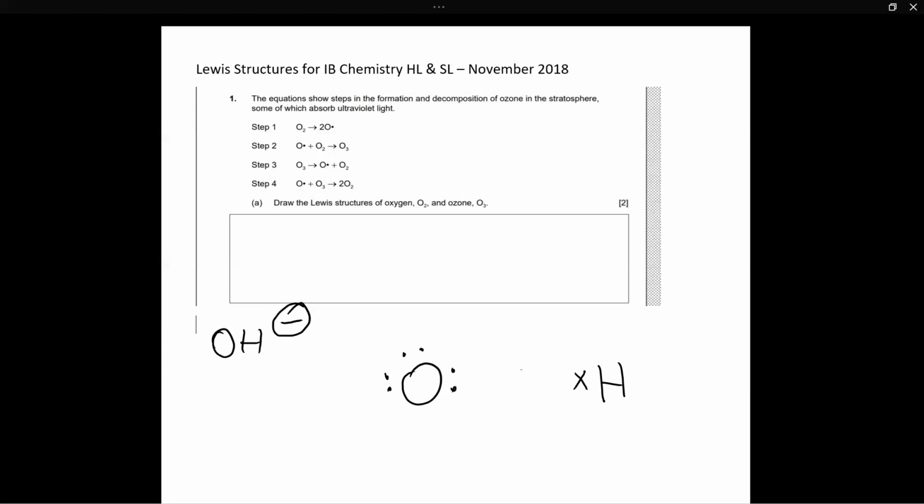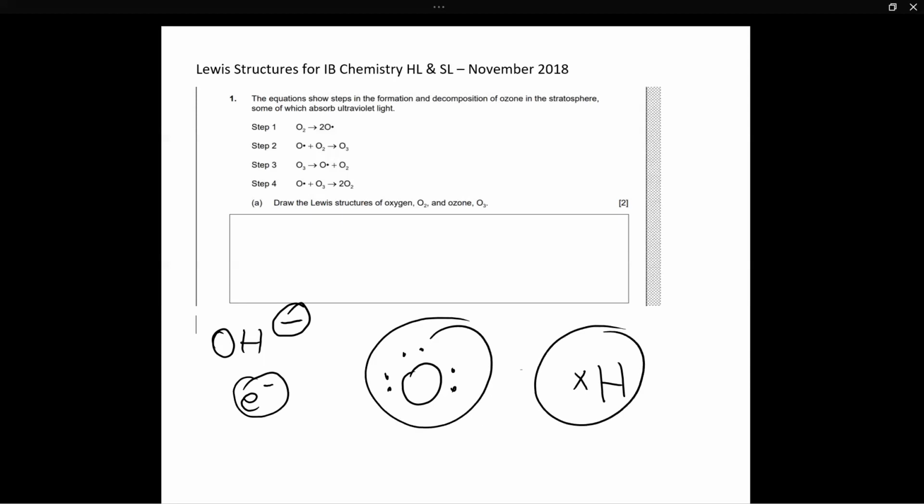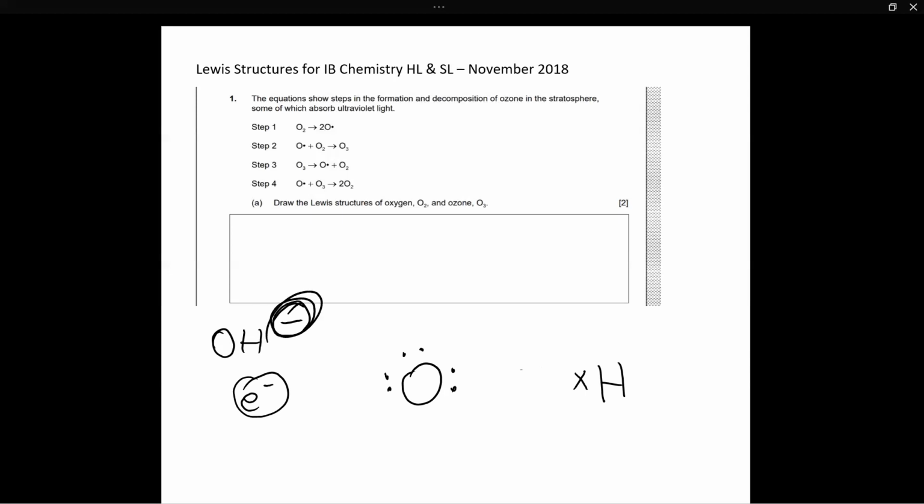Now this minus sign indicates that there is an extra electron. There is one extra electron just around this compound, right? So where do you add this one extra electron? You add it on the most electronegative atom. The most electronegative atom gets this extra electron that is there because of this minus sign. So this extra electron goes on oxygen because oxygen is very electronegative.